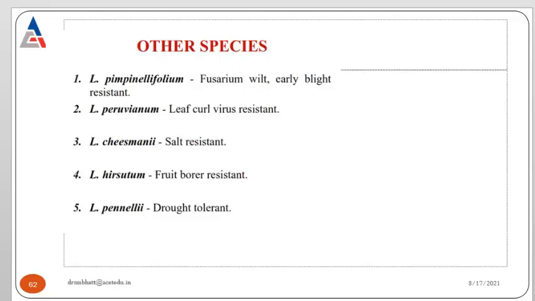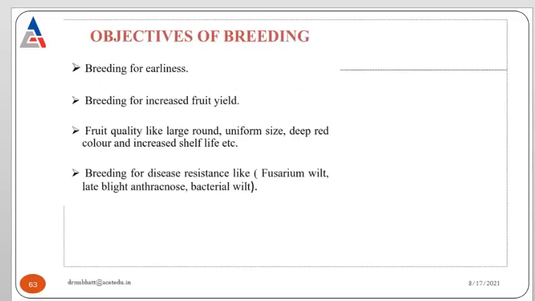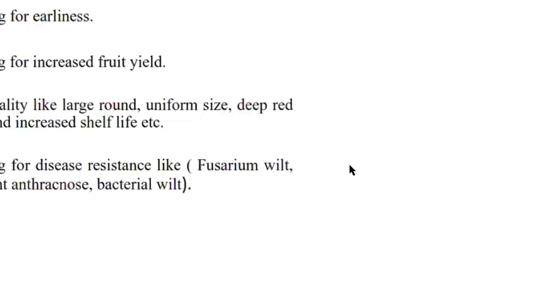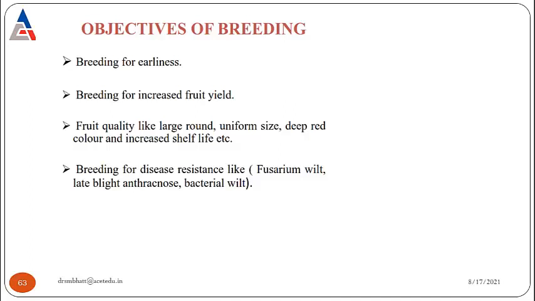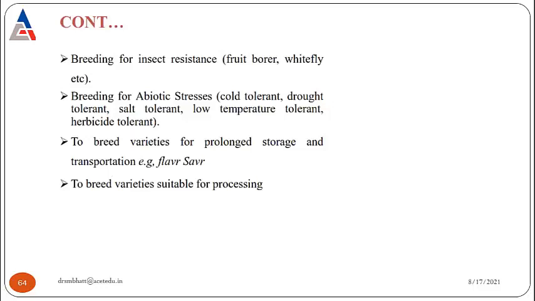So what is the objective of breeding? Breeding for earliness, breeding for increased protein and food quality, increased shelf life, uniform size, deep red color, breeding for disease resistance like Fusarium wilt and bacterial wilt. What is the other importance?